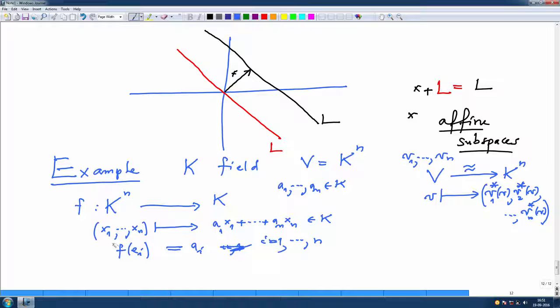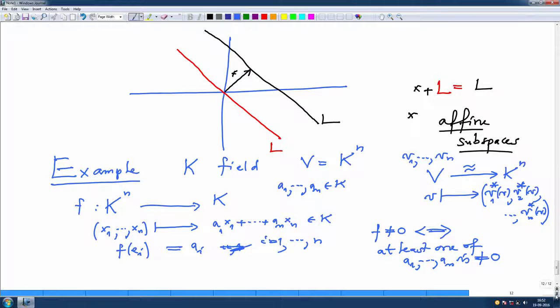So, if f is non-zero, f non-zero means at least one of the ai should be non-zero, equivalent to saying at least one of a1 to an is not equal to 0, and then it will be a non-zero linear form. And then, just now we have seen, it will correspond to a hyperplane. Which hyperplane? That is the kernel one.